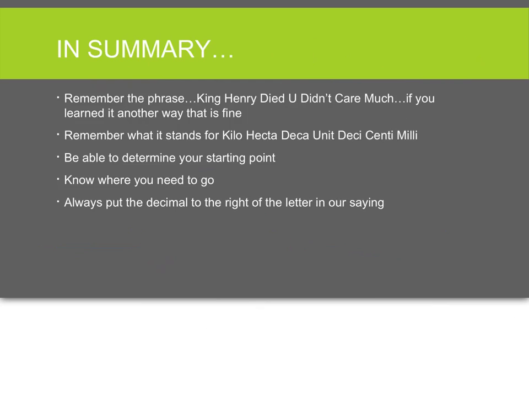So that King stands for kilo, and I'll put my little pin here. So King is kilo, Henry is the hecta, died is the deca, U is the unit, remember the base unit, so that's the gram, the liter, or the meter. The didn't is the deci, the care is the centi, and the much is the milli.